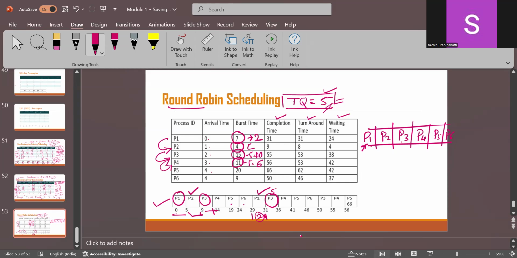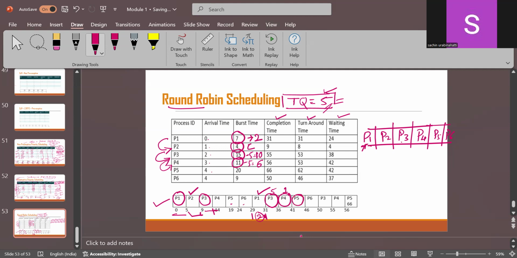Okay, after P3, it moves to P4. Can P4 complete its execution completely? No. It needs how much? It needs 6 units of time. So 6 minus 5, it is having still 1 more unit of time to be completed. Can P5 complete its execution? No. This also will not complete its execution.